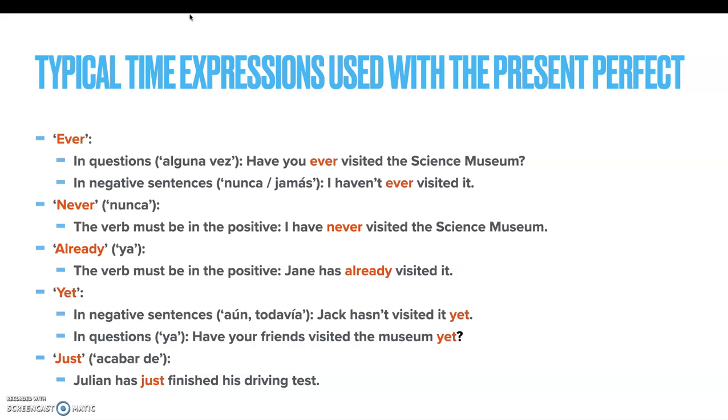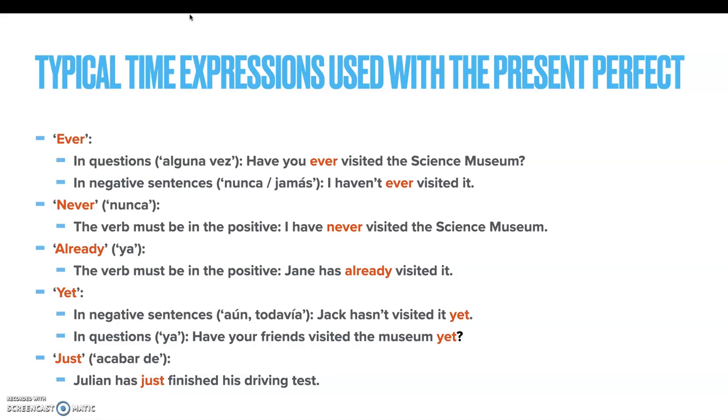Yet. We use yet in negative sentences and in questions. In negative sentences, it will mean aún, todavía. Jack hasn't visited it yet. Jack no lo ha visitado todavía. And in questions, it means ya. Have your friends visited the museum yet? ¿Han visitado tus amigos el museo ya? So, watch, already is typically used in affirmative sentences and yet in negatives and questions.